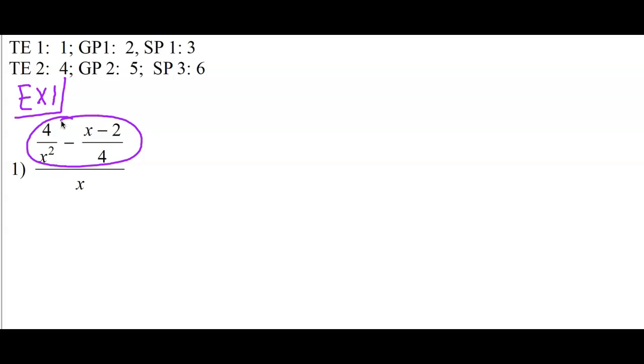So the first thing we're going to do is combine the two fractions. Can't see the color? I like that color. It's my favorite color.